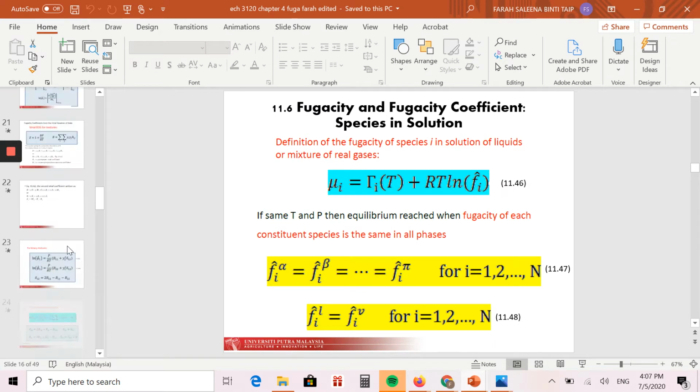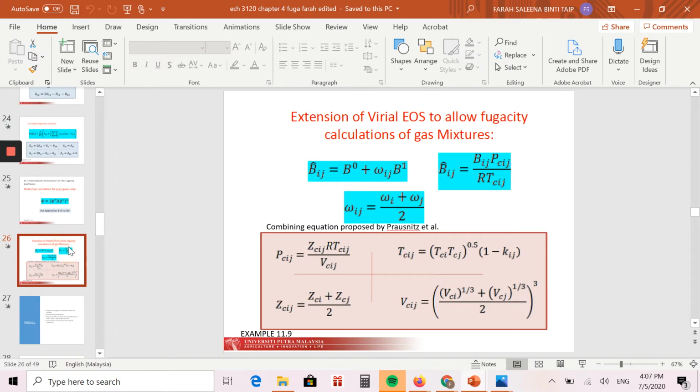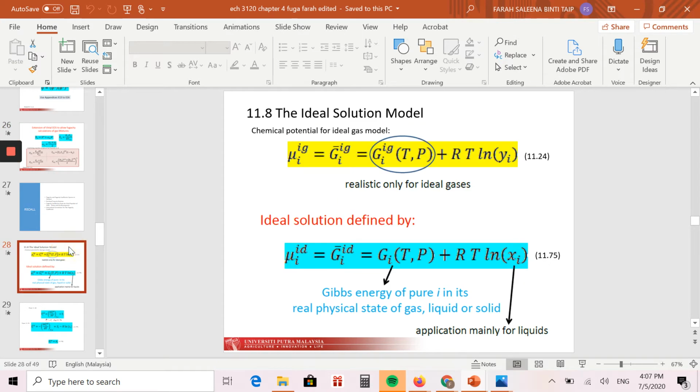Then we look at also the new term, what we call ideal solution model. So we have ideal gas, we also have ideal solution. If you look at these two, they are basically more or less the same, right? But in ideal gas, we assume that it's just for gas. In ideal solution, it can be gas, liquid, or solid, it can be anything. It's just the denotation is a bit different, okay?